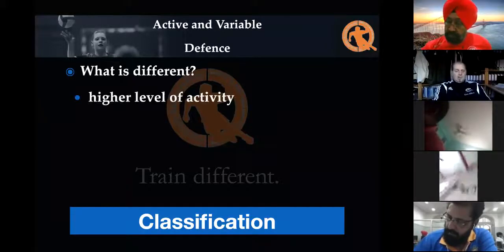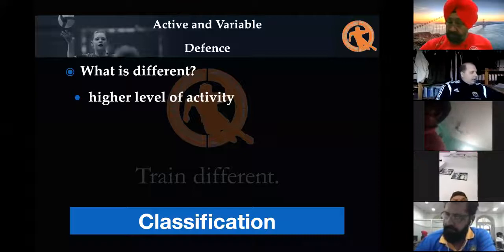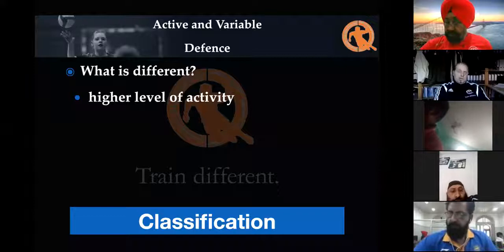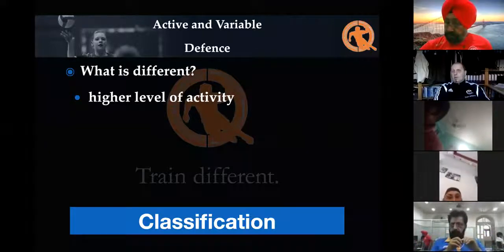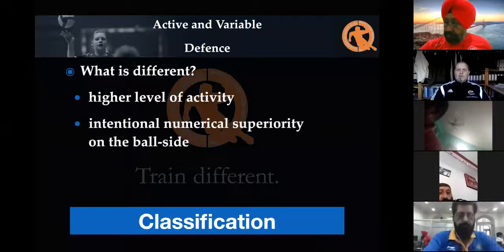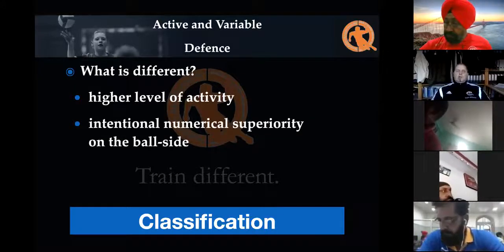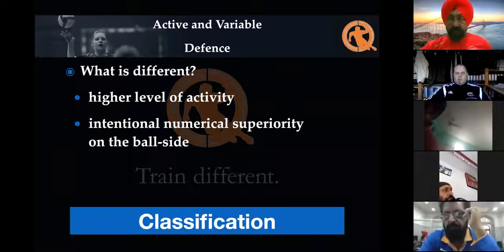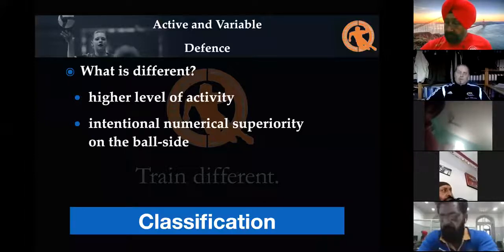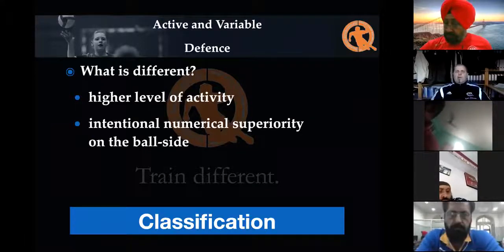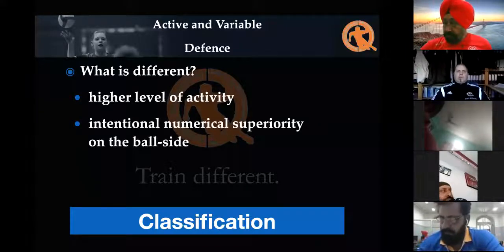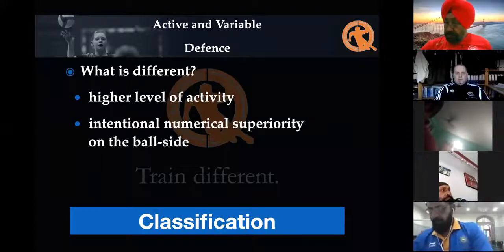The first is we have a much higher level of activity for all players. You cannot sleep on the ball side, and you cannot sleep on the help side. Everyone must be active. Second is that intentionally the team in defense tries to create one player plus on the ball side, accepting the 1-on-2 situation on the help side, but it's really the intention to decrease the space of the attackers with one player plus on the ball side.